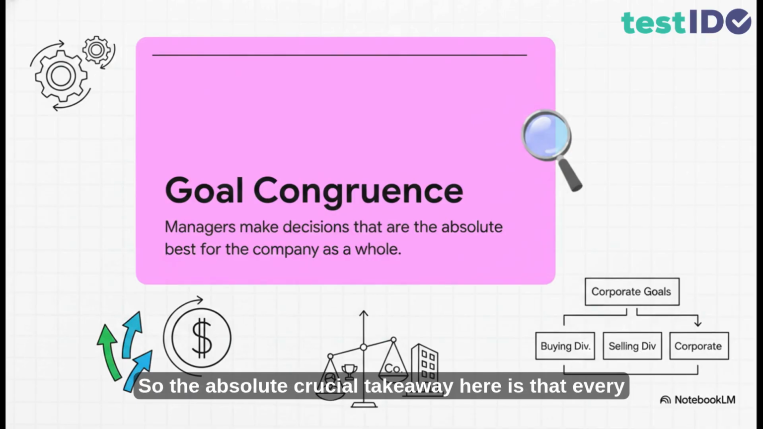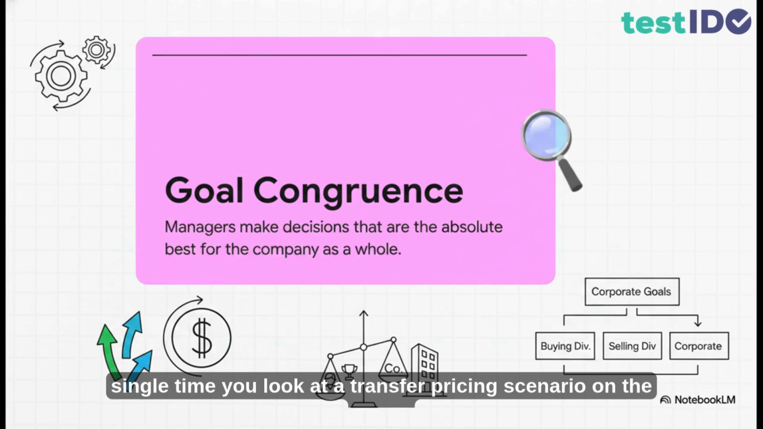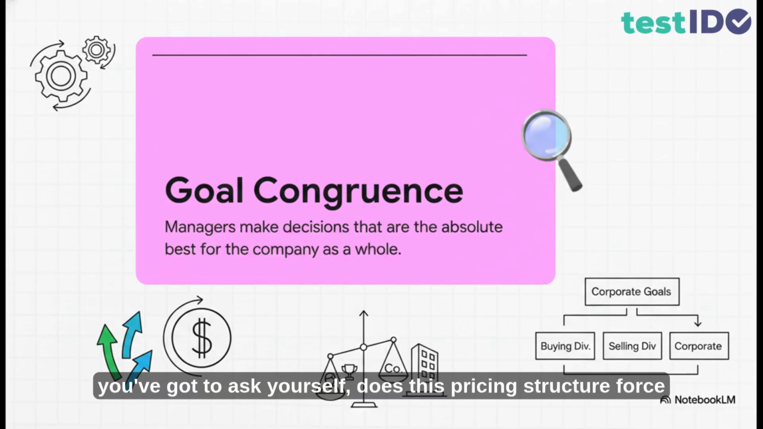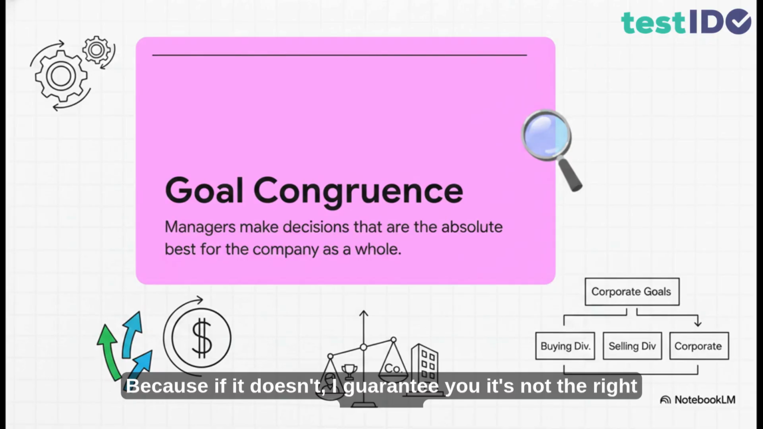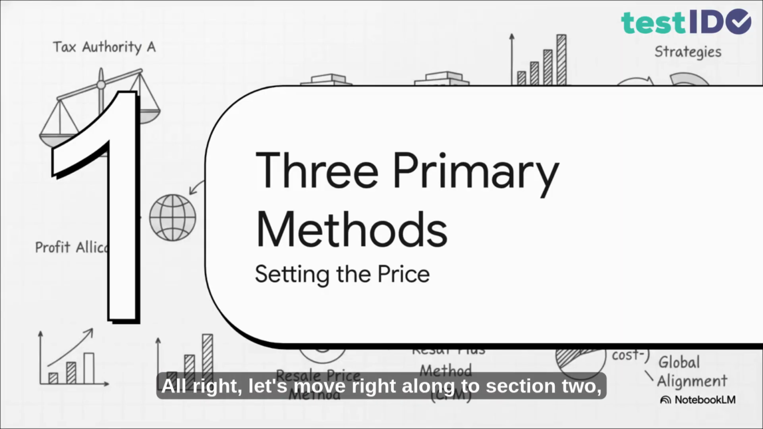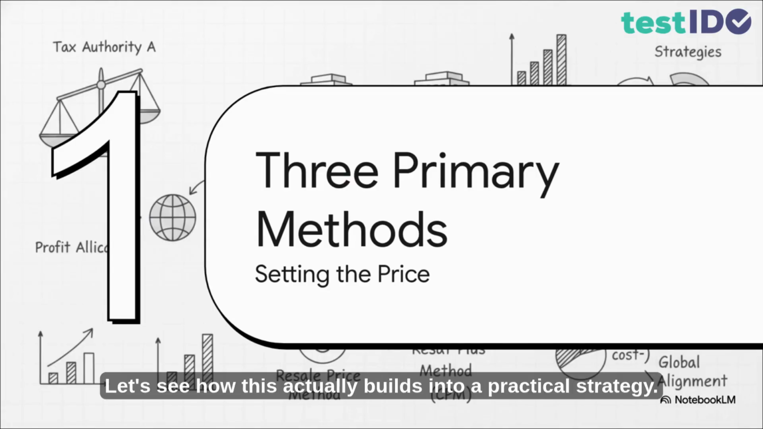So, the absolute crucial takeaway here is that every single time you look at a transfer pricing scenario on the exam, you've got to ask yourself, does this pricing structure force the manager's goals to perfectly align with corporate's goals? Because if it doesn't, I guarantee you it's not the right answer. All right, let's move right along to Section 2, the 3 primary methods. Let's see how this actually builds into a practical strategy.